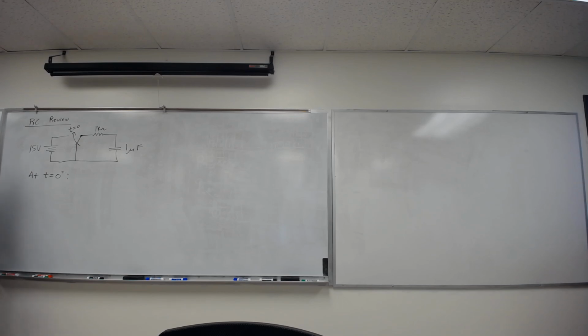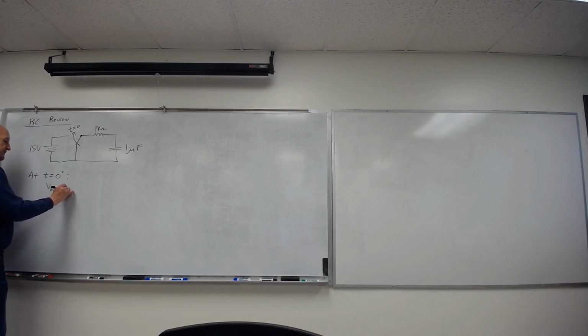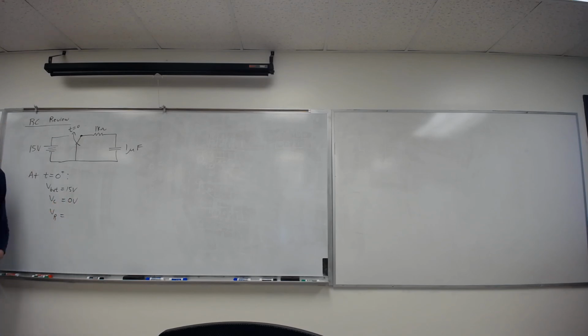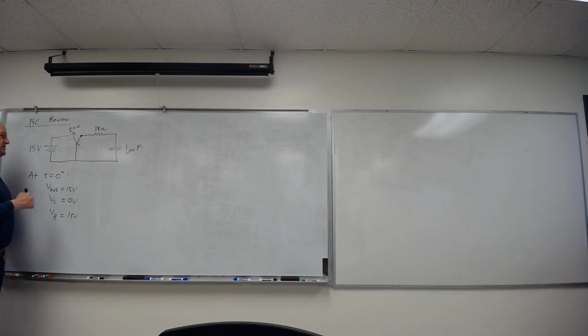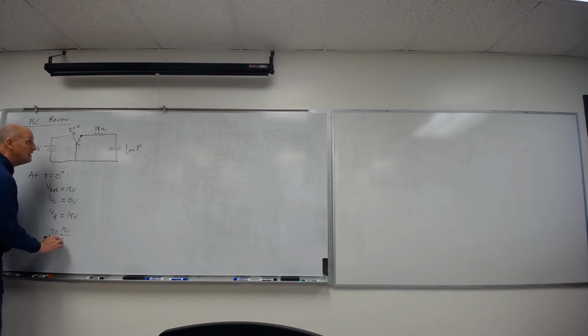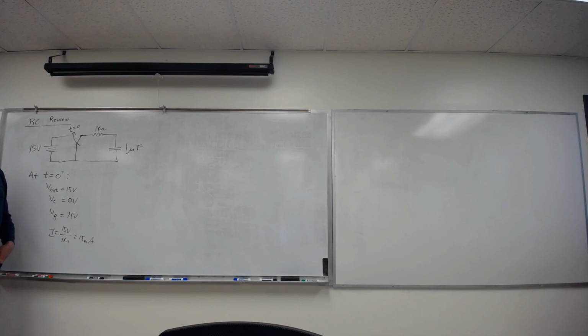So therefore, my battery voltage is 15 volts. My capacitor voltage is 0 volts. My resistor voltage is 15. I have a complete circuit. So just because there's no voltage on that doesn't mean there's nothing here. That means my current is 15 milliamps. What's happening?